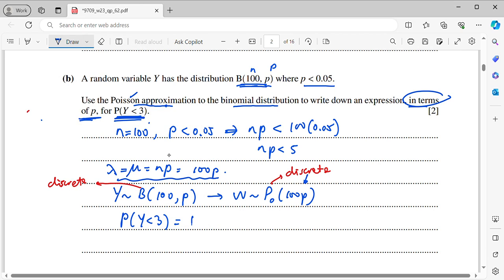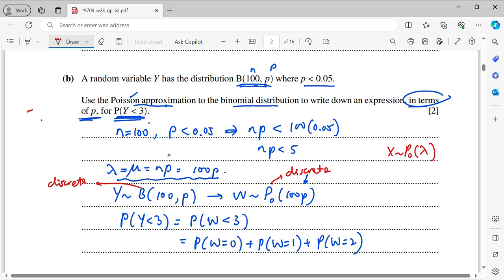When your Y is less than 3, let's say I change it to W because I have approximated to the Poisson distribution, so it will be W less than 3. So W less than 3 means that W is equal to 0 or 1 or 2. For the Poisson distribution, if your X is Poisson distributed with mean lambda or mu, your P(X = x) is going to be e to the minus lambda, lambda to the x, over x factorial. You can write it as mu or lambda.